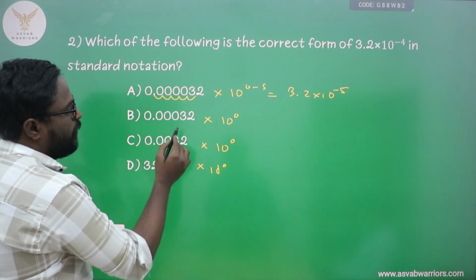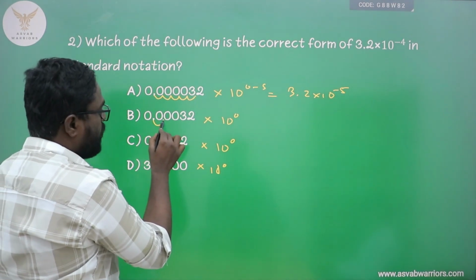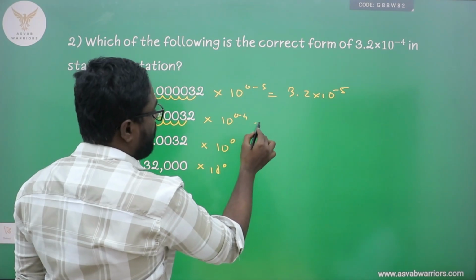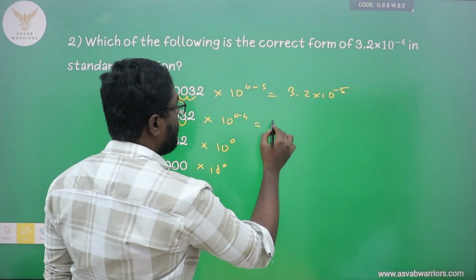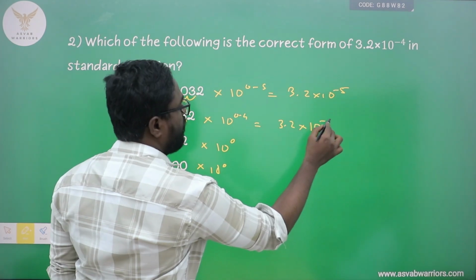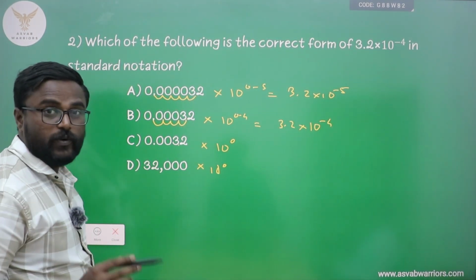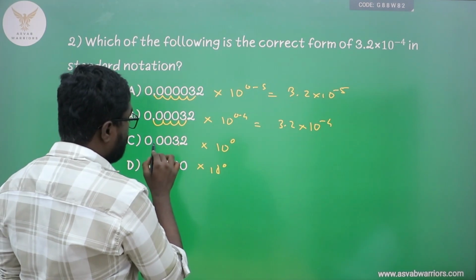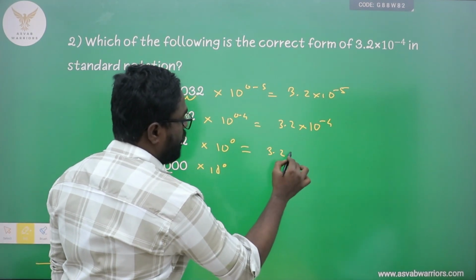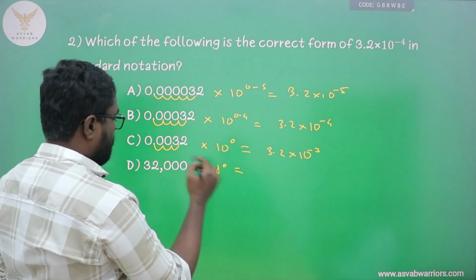Here, what do I do if I have to put it over here? I have to move the decimal point towards the right. 1, 2, 3, 4. Yes, so I will reduce 4. What do we get? 3.2 times 10 to the power negative 4. So here, what do I do now? I have to get the decimal point over here. So let's move it this way towards the right. 1, 2, 3. So what do we have? 3.2 times 10 to the power minus 3.